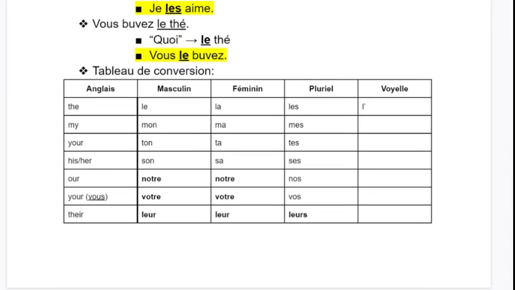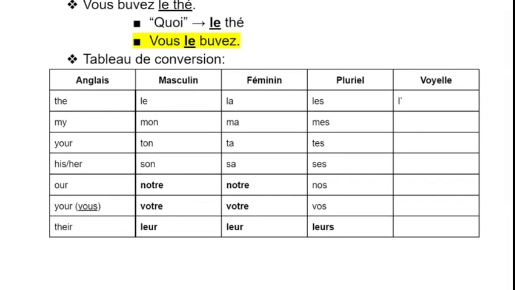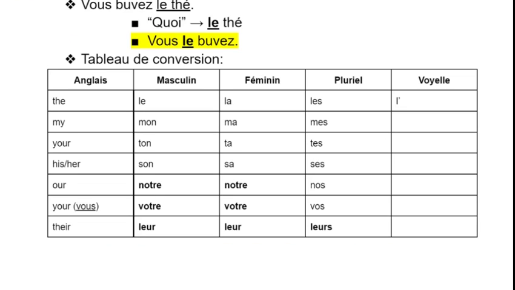Here I have a conversion chart. It's handy. You can even take a screenshot, keep it, or write it in your notes. That would be le, la, les, l' apostrophe for vowels. My is mon, ma, mes. Your is ton, ta, tes, and your, in this case, would be singular. His or her would be son for masculine, sa for feminine, and ses for plural. Our is notre, nos. Your, in this case, would be plural, for vous, votre, vos. And there is leur, and leurs. Obviously, the last leurs for plural ends with an S.